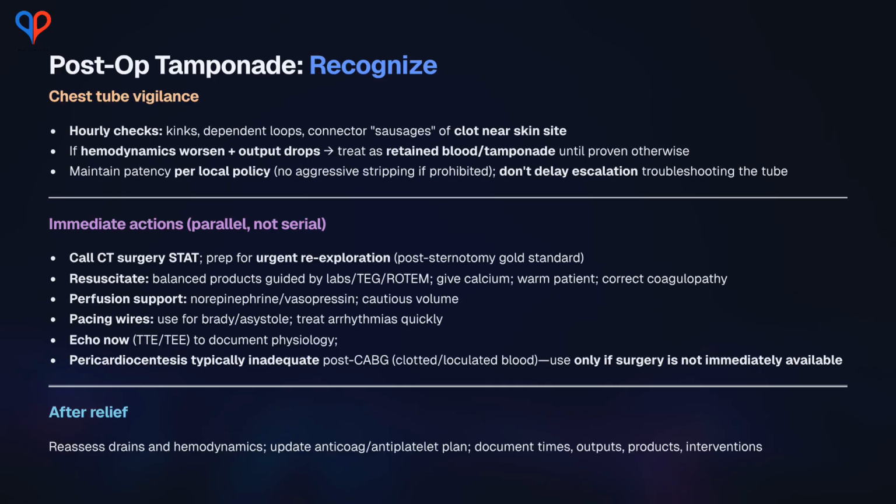Believe the drain. A sudden cessation of tube drainage plus crashing hemodynamics is tamponade until shown otherwise. Inspect for kinks or clot at the skin site, but don't let troubleshooting delay escalation. Call the surgeon immediately and prepare for re-exploration while you run balanced blood product resuscitation, correct calcium and temperature, and support MAP with pressors. Use epicardial pacing for bradyarrhythmias and obtain confirmatory echo.